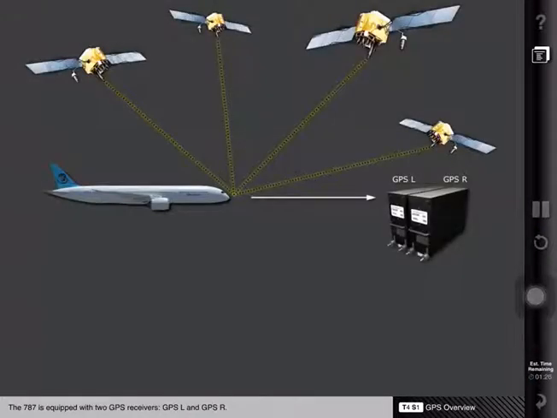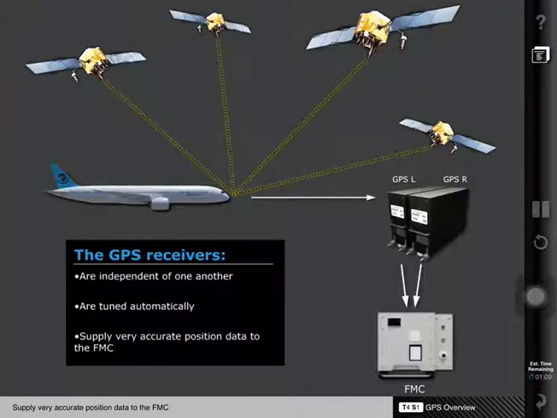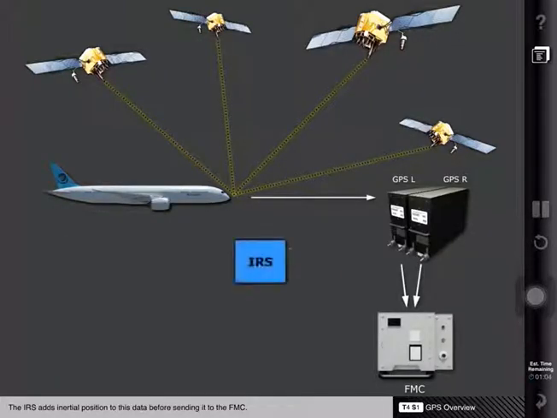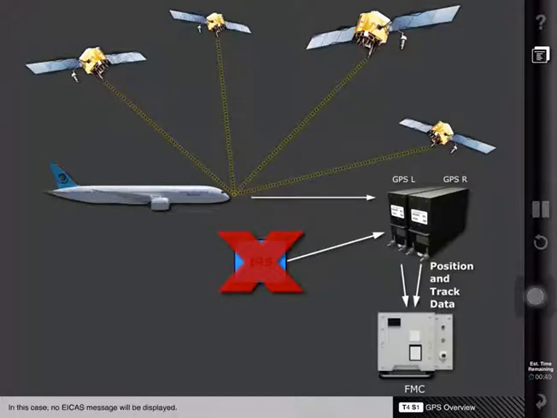The 787 is equipped with two GPS receivers, GPS left and GPS right. The GPS receivers are independent of one another, are tuned automatically, and supply very accurate position data to the FMC. The IRS adds inertial position to this data before sending it to the FMC. If the IRS becomes inoperative, the GPS will supply position and track data directly to the FMC. In this case, no ICAS message will be displayed.